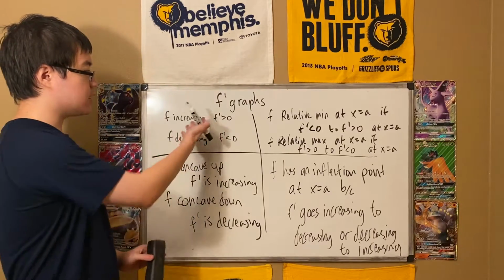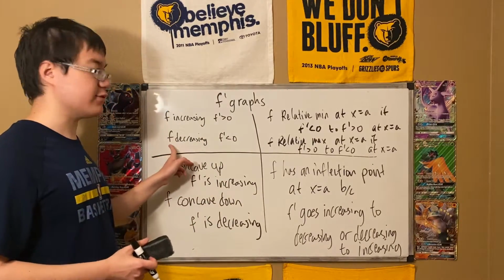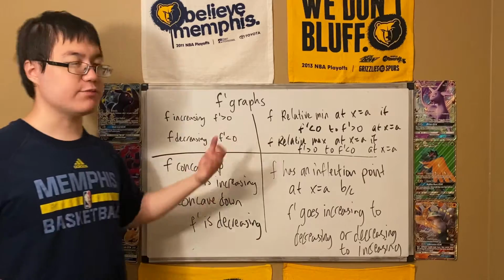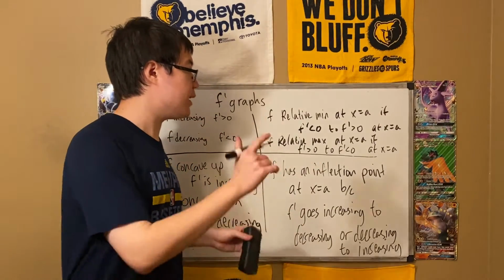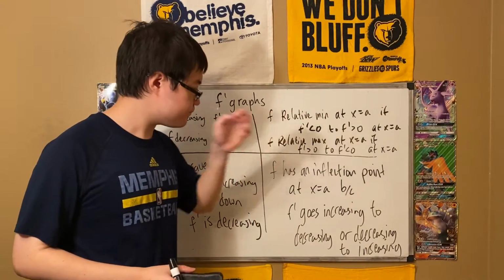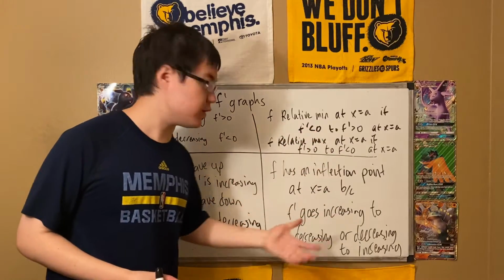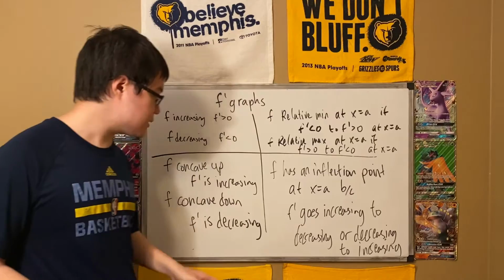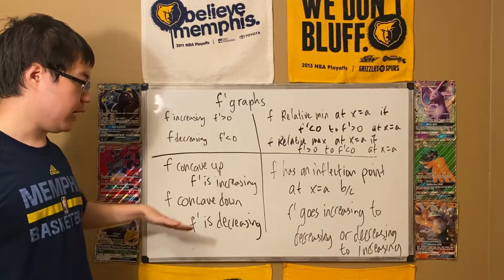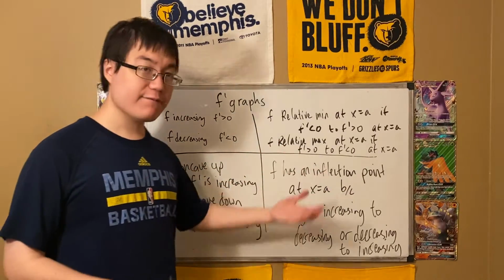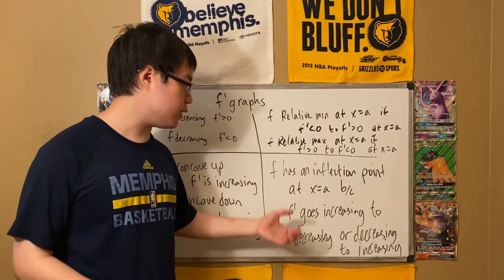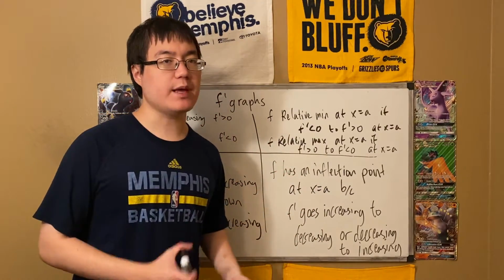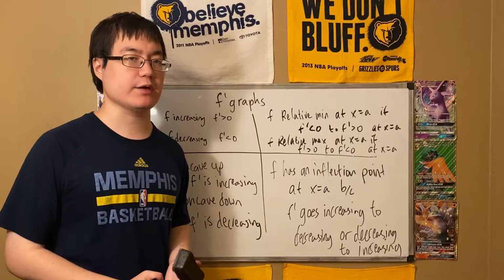So again, f is increasing when f prime is positive, f is decreasing when f prime is negative, f has a relative min when f prime goes from negative to positive, when you're going downhill and then uphill, and f has a relative max is the reverse. Then for concave up, again, we're not using f double prime is positive, we're using f prime is increasing, and the reverse for f is concave down. Finally, same thing for f inflection point, we're going to be using the rule f prime goes from increasing to decreasing or decreasing to increasing.